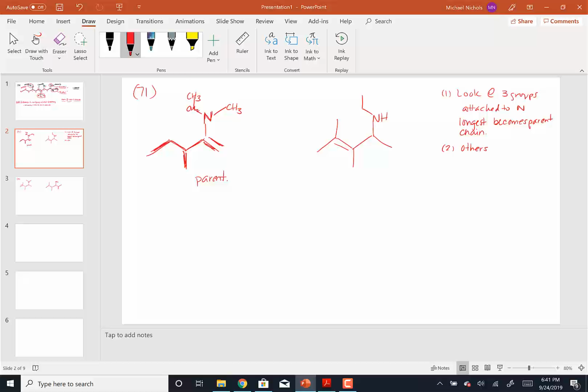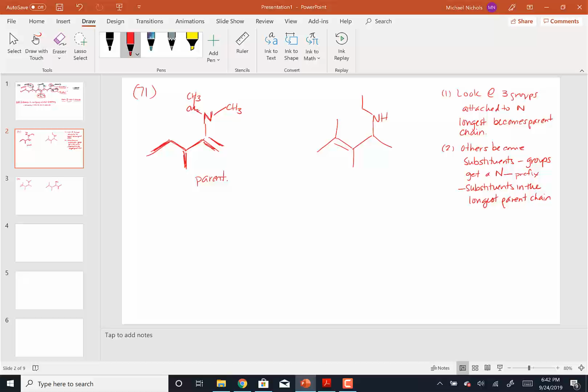Okay. Now, what do we do with the other chains? The others become substituents, and the groups get an N prefix. But other than that, they become substituents in the longest parent chain. And that's how we're going to name them.